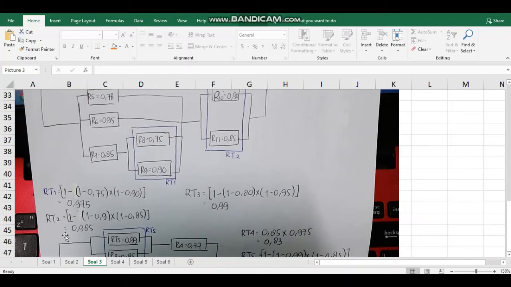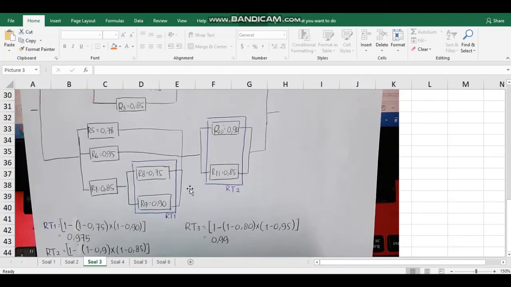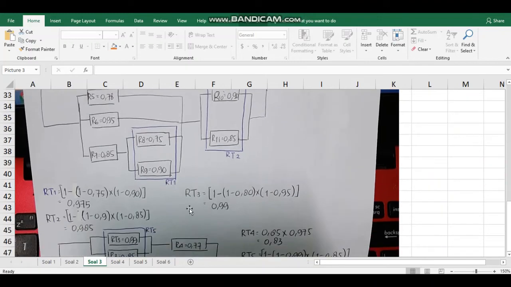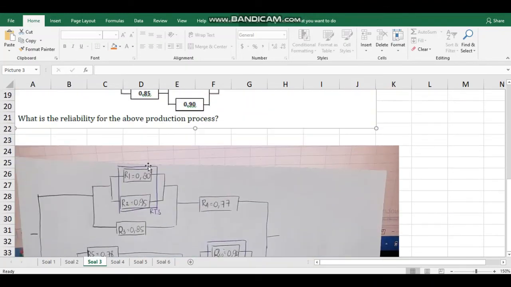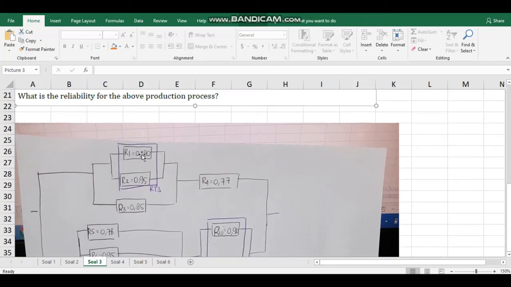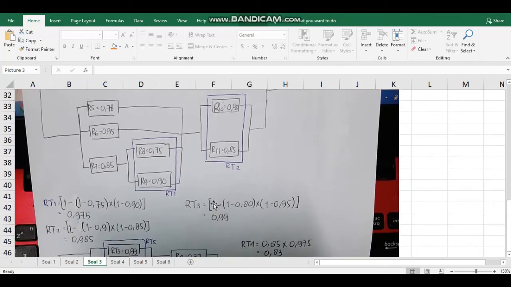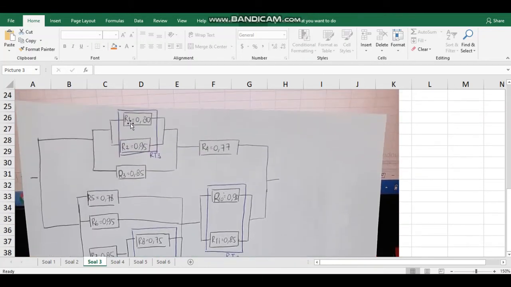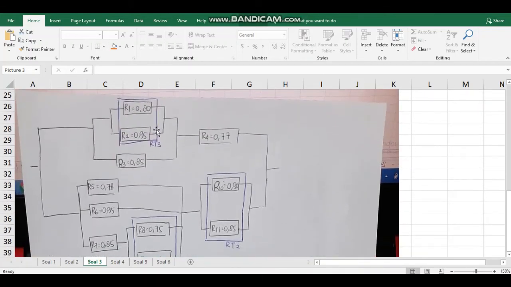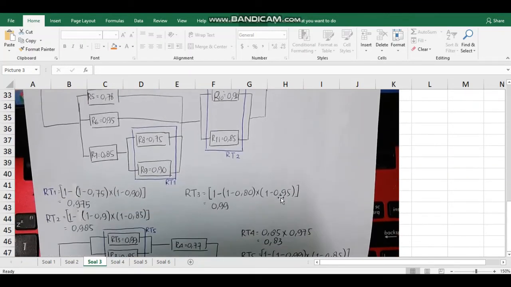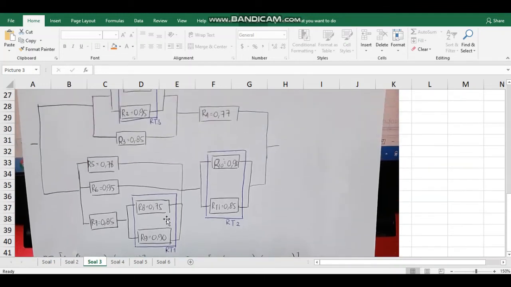And we have 0.985 for this parallel form. And then the third one is this one in the above. R2 is the redundancy for R1, so it becomes like this: 1 minus, 1 minus the probability of the first component, multiplied with 1 minus the probability of the backup, and we get 0.99. That's for the most part of the system.